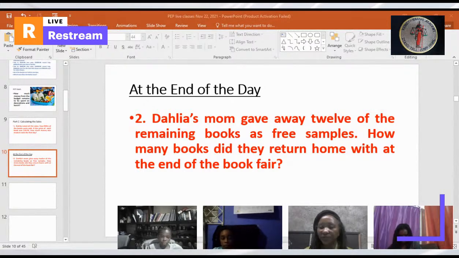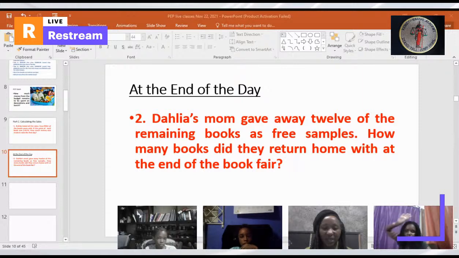Why did you say 250 minus 12? Miss, because it says Delilah's mom gave away, and she had 250 books, and when you see gave away, it means minus, miss. Yeah, but she gave what? Miss, 12 books. 12 of the remaining books.